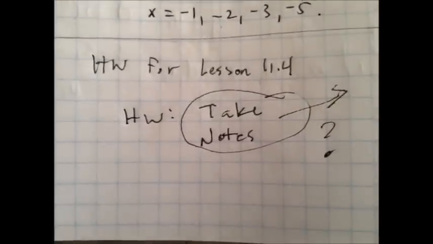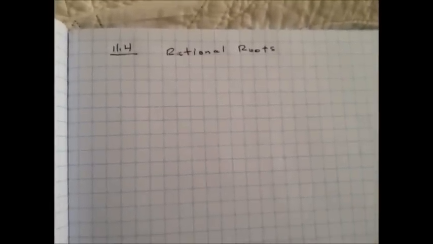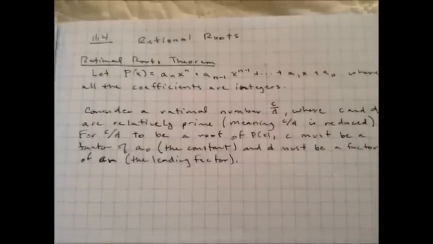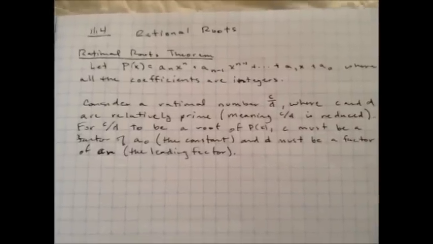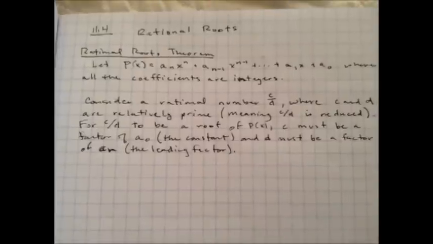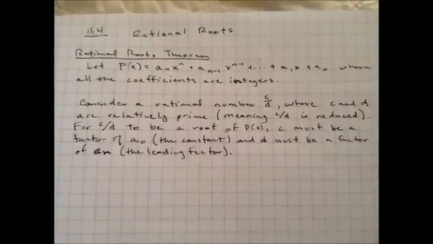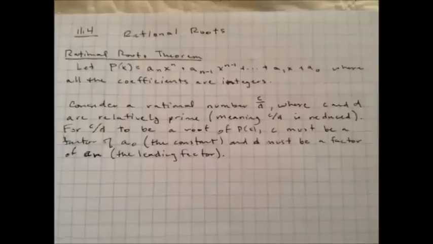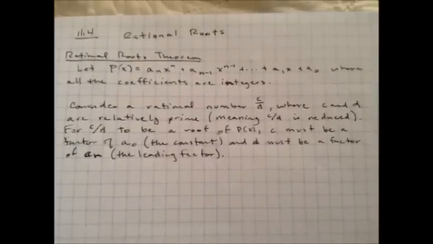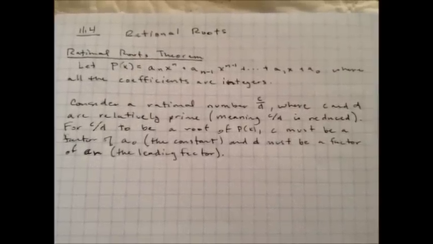So, enjoy the lesson. Alright, so today's lesson is on 11.4, and there is a rational roots theorem. Alright, so the rational root theorem states that we're going to let p of x equal a sub n times x to the nth power plus a sub n minus 1 times x to the n minus 1 power plus ... plus a sub 1 times x plus a sub naught.